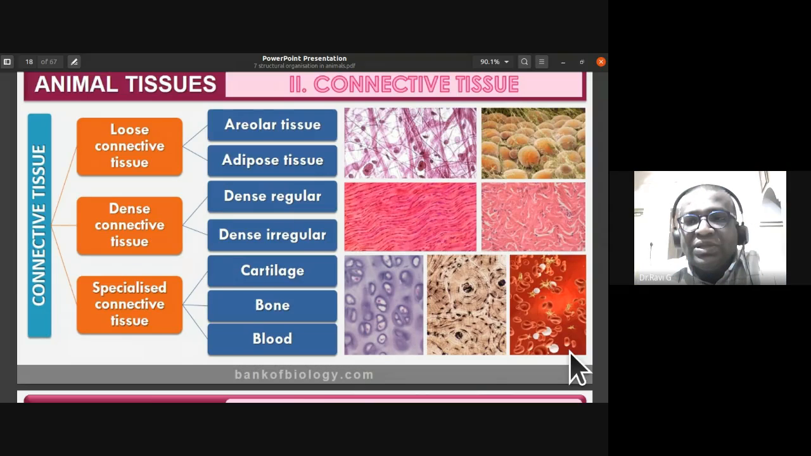So connective tissue is of three types: the loose connective tissue, which is made up of adipose tissue and areolar tissue. You can see the slides of areolar tissue and adipose tissue. The dense connective tissue is of two types: dense regular and dense irregular. Then the specialized connective tissue is classified into cartilage, bone, and blood. So this is the classification of the connective tissue.